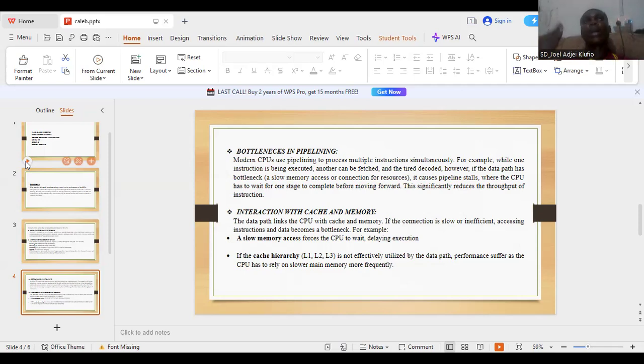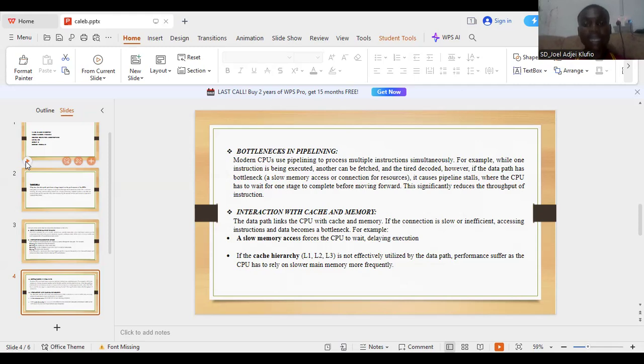Let's say we have worker one, worker two, and worker three. Worker one teaches the student, worker two gives the student an assignment, and then worker three marks the student's assignment. Without pipelining, worker two must wait for worker one to finish, and worker three must wait until worker two has finished giving the assignment before marking. In that case, it will take time.